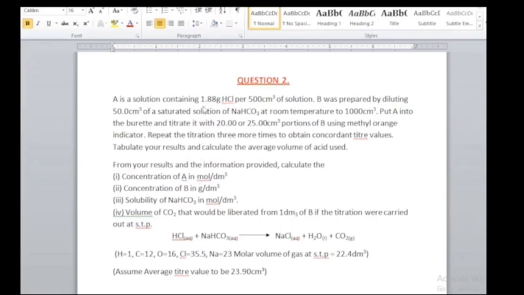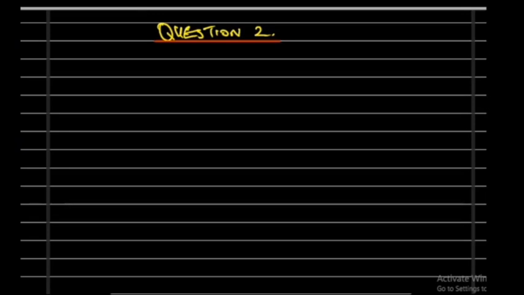We said we have our A to contain 1.88 grams HCl per 500 cm³, and then the B was prepared by diluting 50 cm³ of saturated solution of sodium hydrogen carbonate at room temperature to 1 dm³. So from that, we said A contains 1.88 grams per 500 cm³. It is very, very important that we know that.